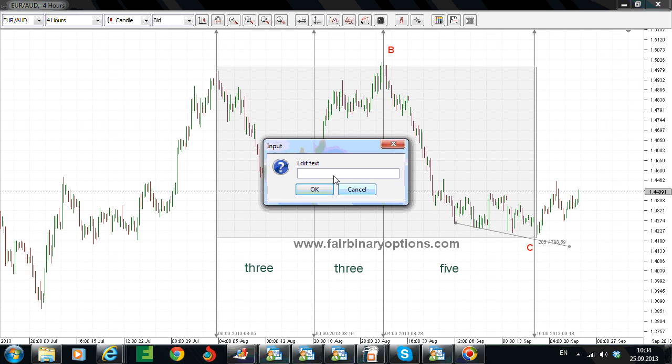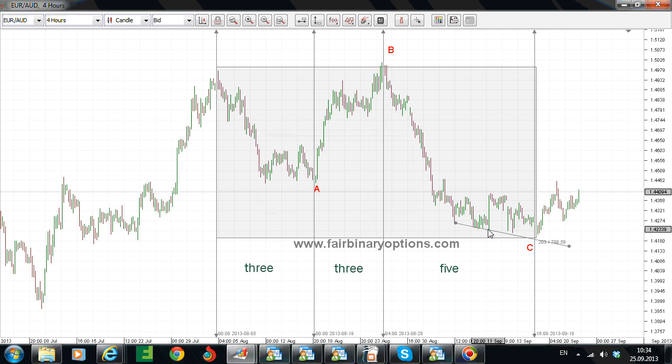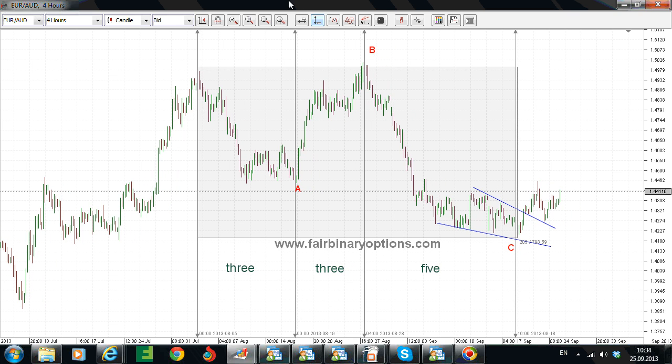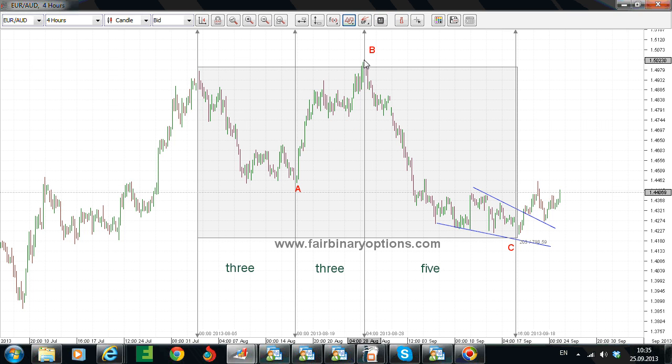This one, let me change the color. Like this. And not only is this one broken, but it is also retested here. Now the way to treat such a pattern, such a flat when you trade binary options, is to take a trend line after you have 3-3-5, after the move to the downside is done, the ending diagonal is broken and now looks to be retested. So just take a trend line from the top of the B wave here.